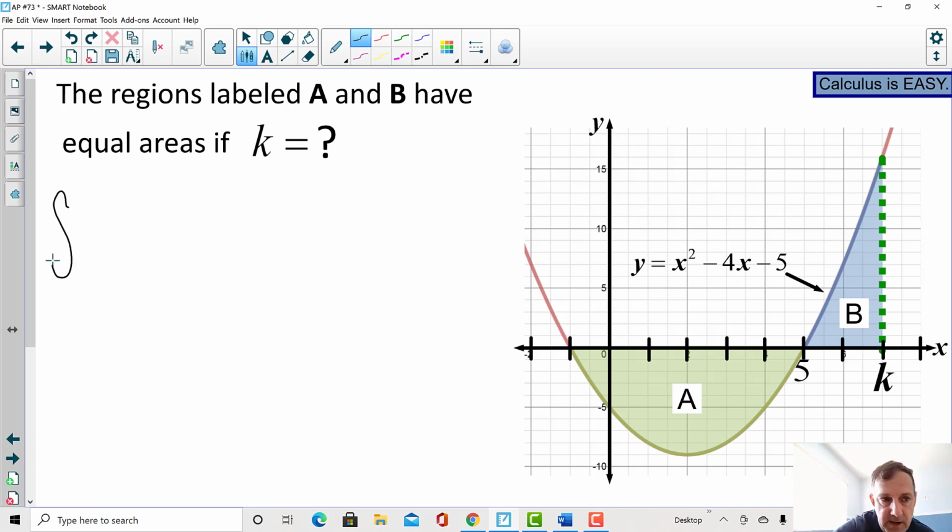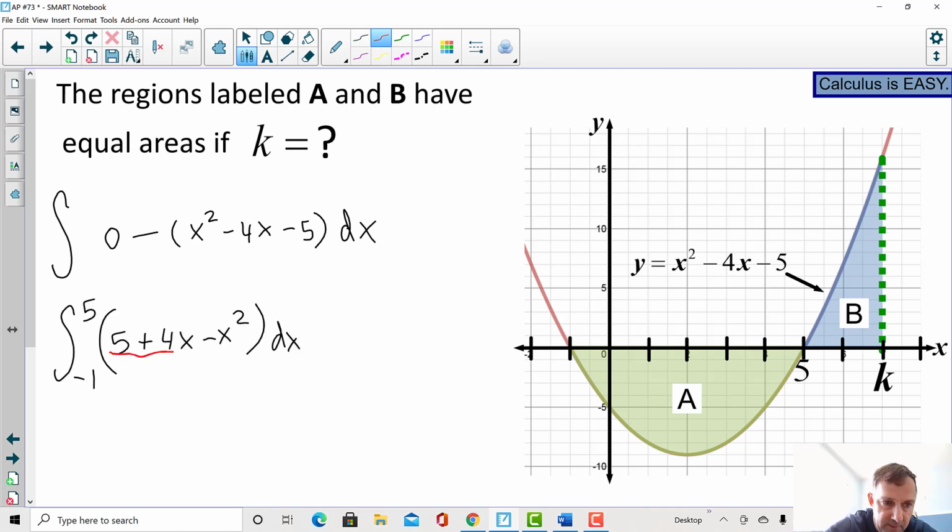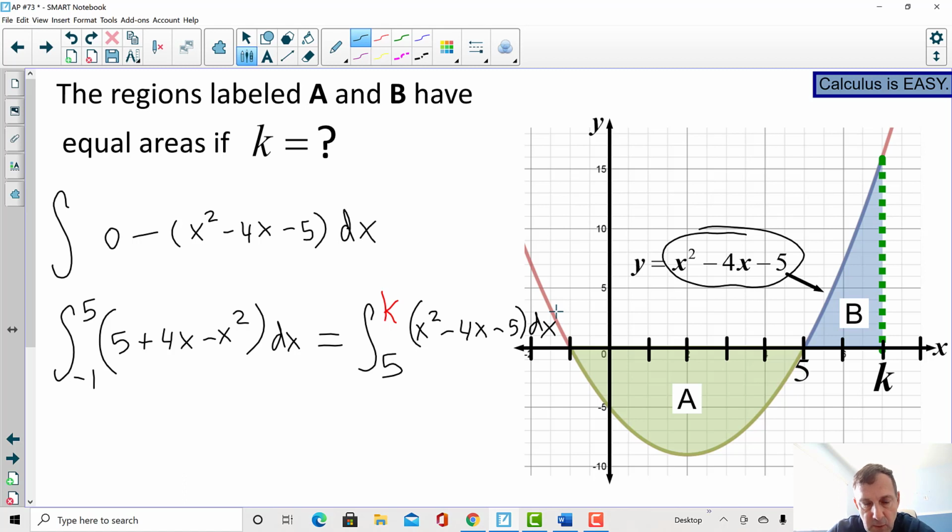Remember, we got to do top minus bottom, so we're going to do 0 minus our function. And if I reduce that, I'm going to get 5 plus 4x minus x squared. And that'll be the area of the green shaded region. I want to set that equal to the area of the blue shaded region. The blue shaded region is going to go from 5 to some unknown value of k. And it's just going to be the y function. So I'm getting x squared minus 4x minus 5. And now we just need to solve this with our graphing calculator and see what we get.